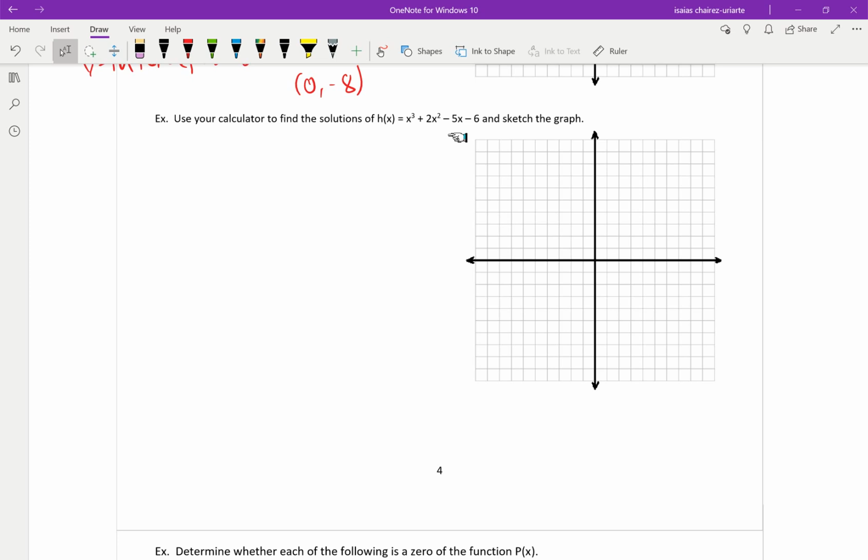Alright, so hopefully you have found the x-intercepts of this 3rd degree polynomial. So it's an odd polynomial, and you got a little sketch. Let's compare answers.